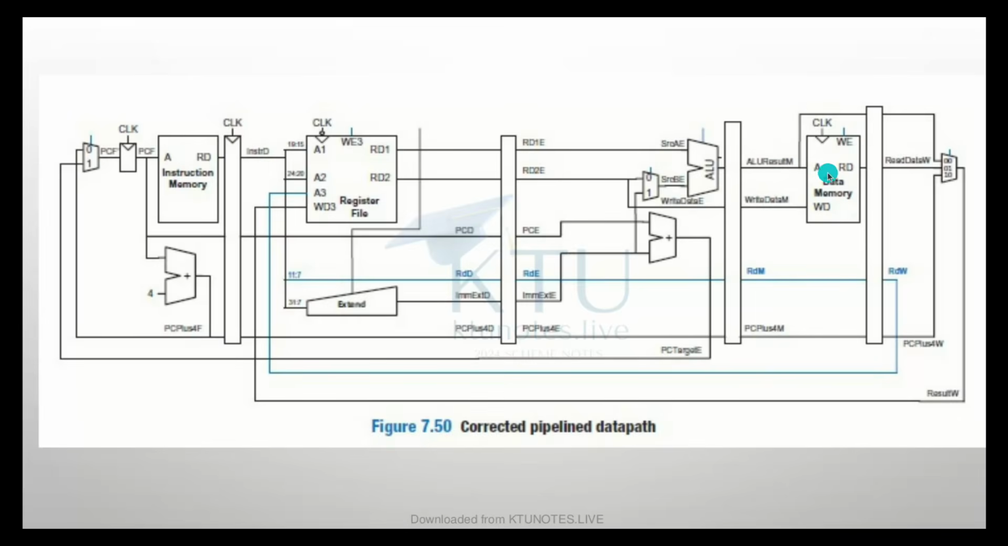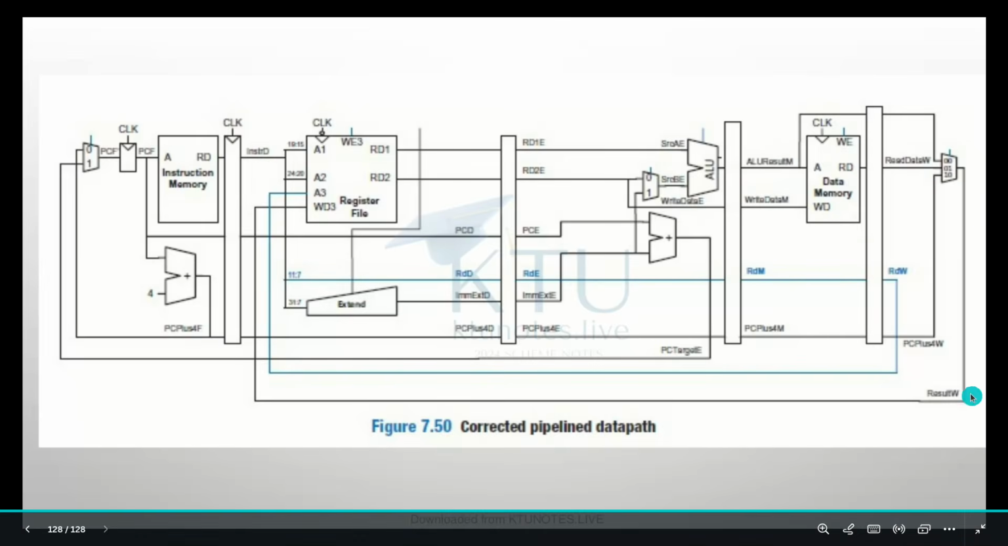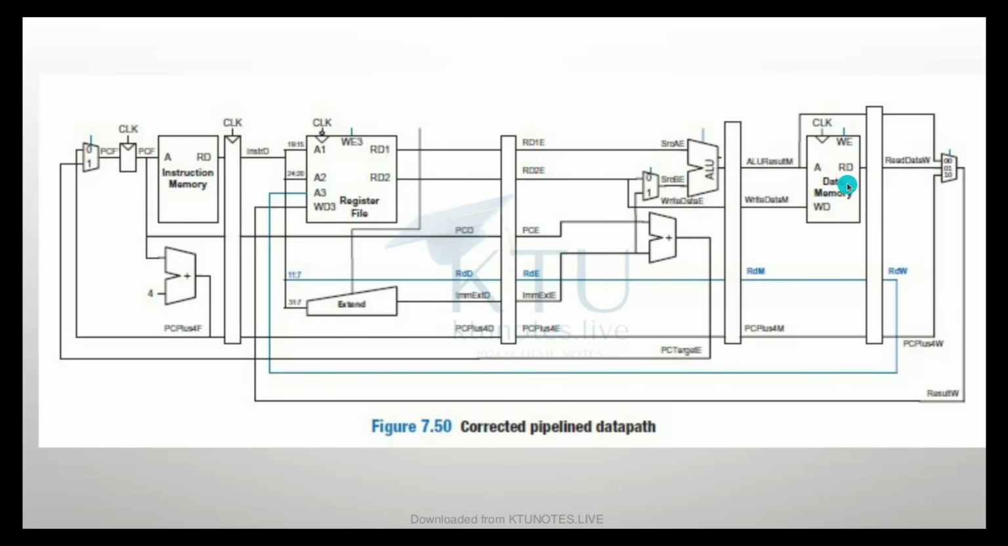Understood? Now the ALU result, maybe I can go directly to the multiplexer to read it here, result W, or maybe the value which is in read data W, the data which I have read from here, I can go and write it here. That is the thing that I'm going to do, right?